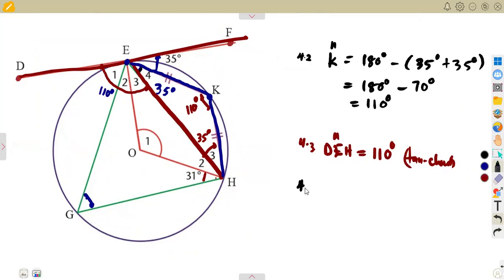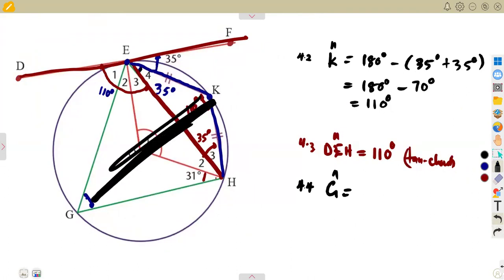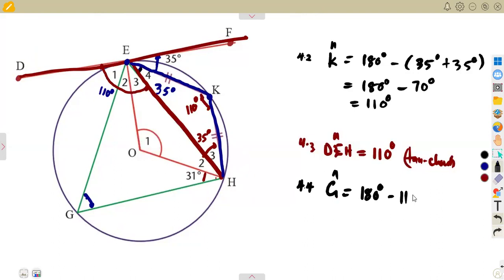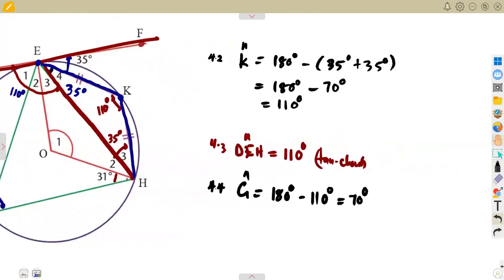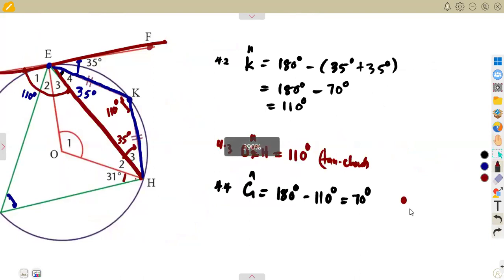And what is it about a cyclic quadrilateral? Opposite angles of a cyclic quadrilateral are supplementary. So this is simply going to be 180 minus 110 degrees, which is equal to 70 degrees. So we took it from the opposite angles of a cyclic quadrilateral. They are supplementary, they add up to 180 degrees.